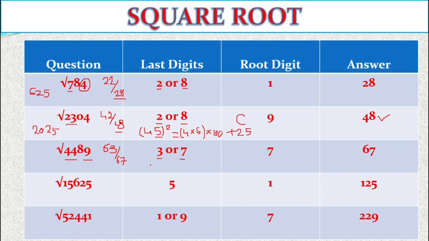Okay, let me find out what is the square value of 65, using my previous technique. 65 square is 6 plus 1 is 7, 6 into 7 is 42, 42 into 100 is 4200 plus 25. So 4225 is the square value of 65. I just have calculated this, and compare this 4489 with 4225. It is greater, right? So 67 is the answer.